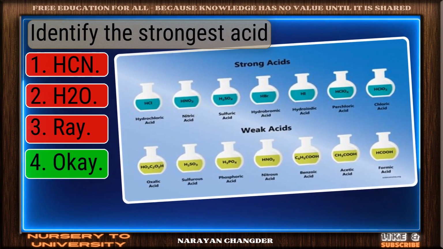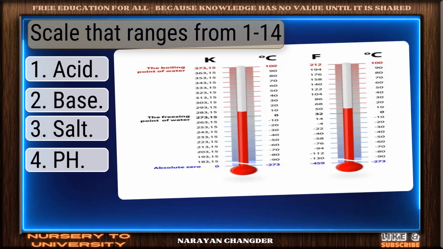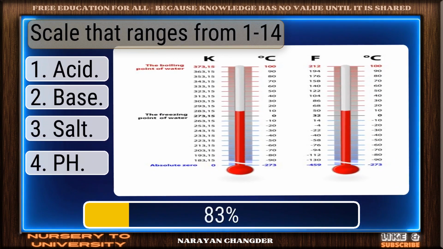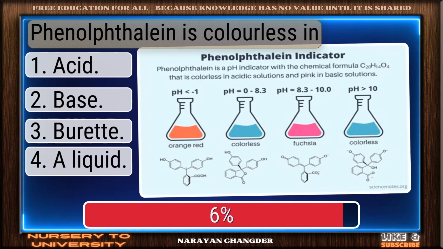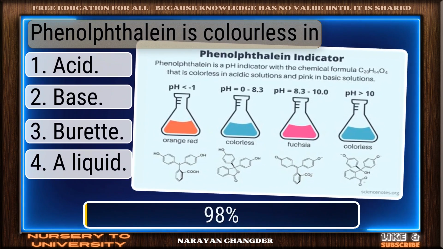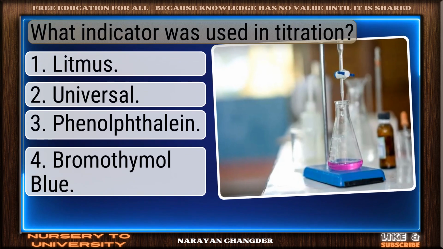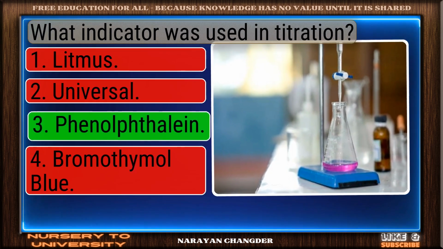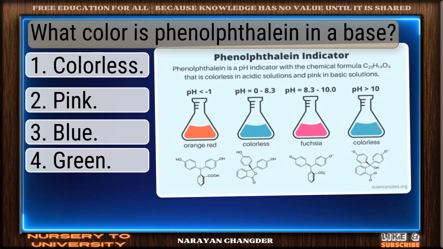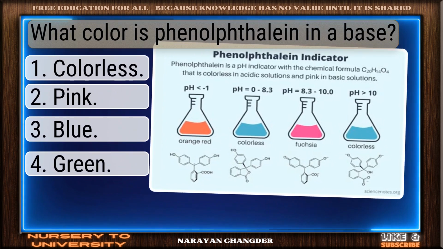Correct response, okay? Scale that ranges from 1-14 to... Great work. Phenolphthalein is colorless in. You got it, acid! What indicator was used in titration? Phenolphthalein is correct. What color is phenolphthalein in a base?